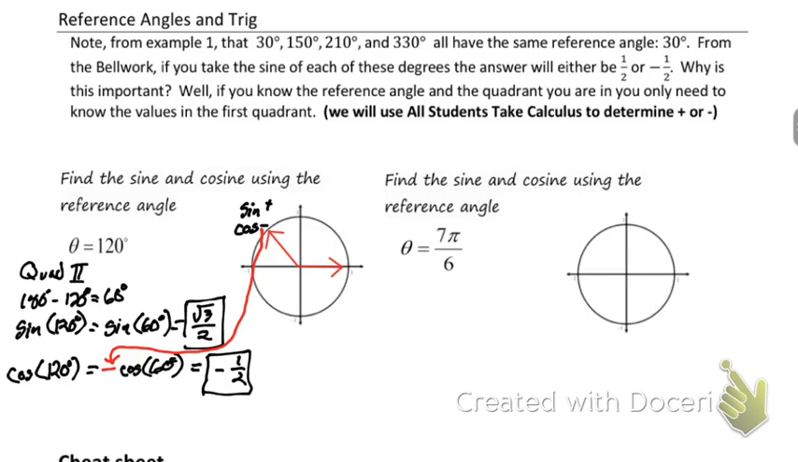All right, 7 pi over 6. I already taught you that trick, the first trick that we're going to talk about. We look at our numerator and our denominator. If our numerator is exactly 1 more than our denominator, you are automatically in quadrant 3.